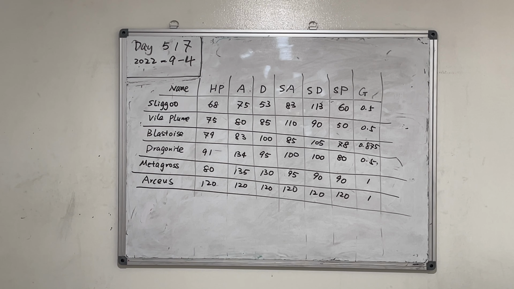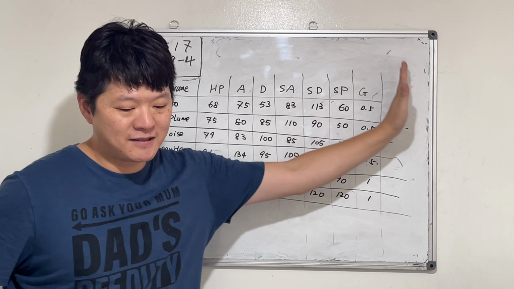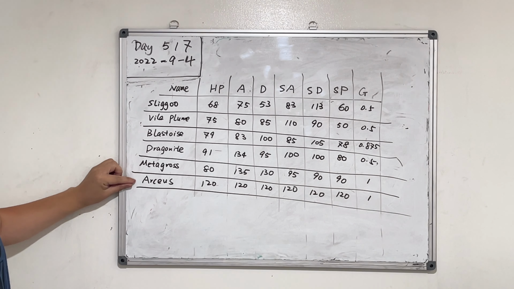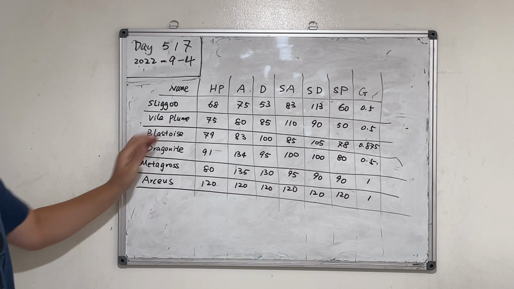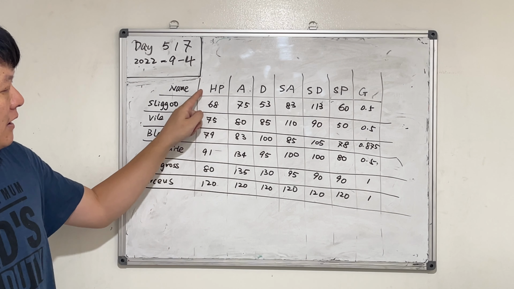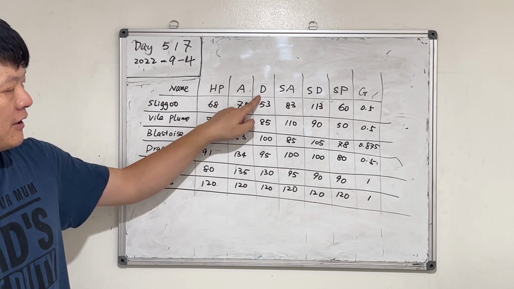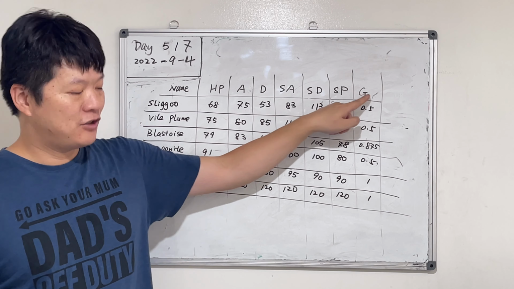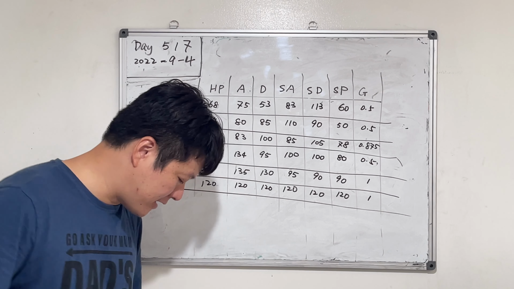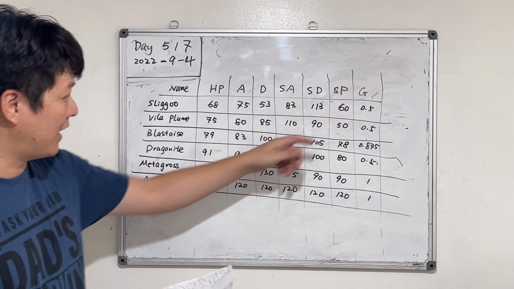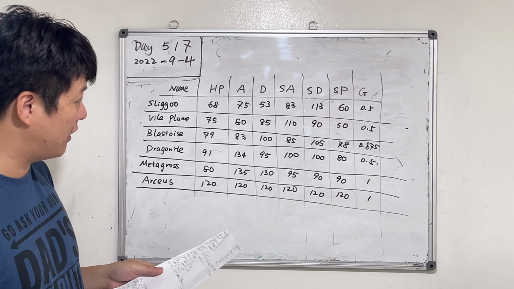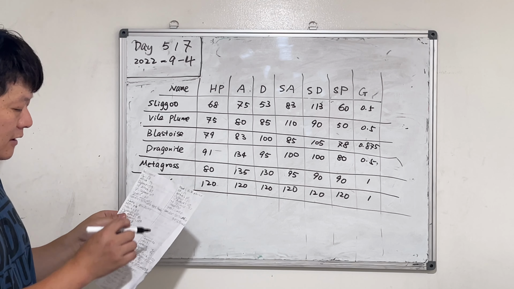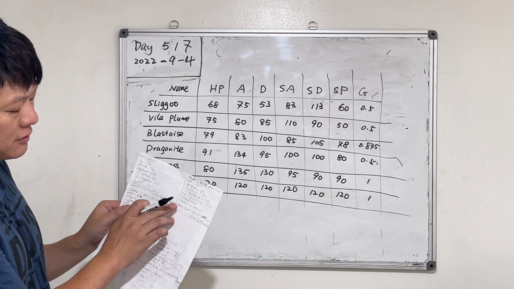Name, origin. Obviously we can extend the columns. These are the columns, these are the rows. Each row is a Pokemon, and each column is an attribute: hit point, attack, defense, special attack, special defense, speed, gender. The gender data you give me is a percentage, so 0.5 is 50%, 1 is 100%. And also there's a total.